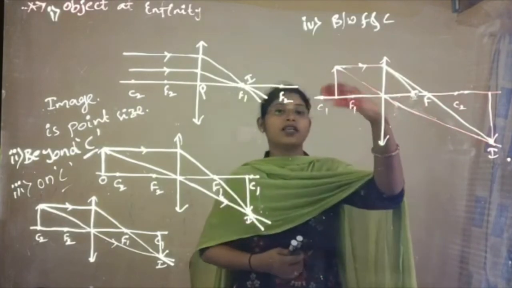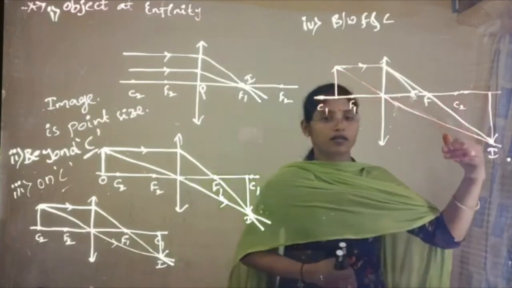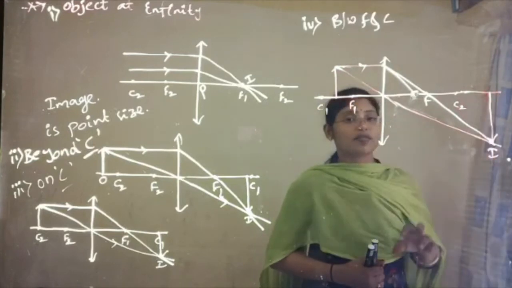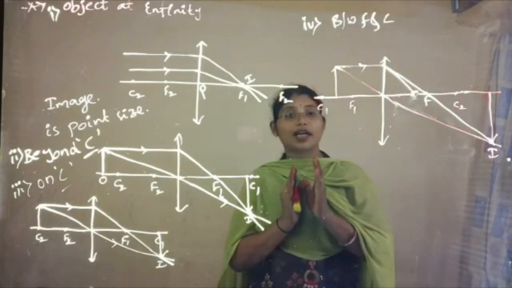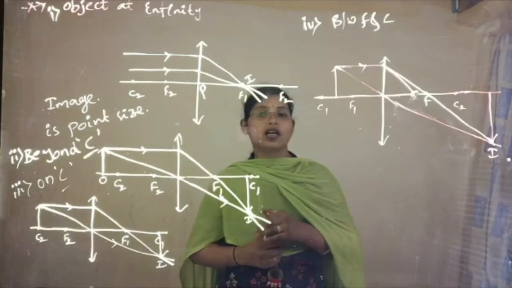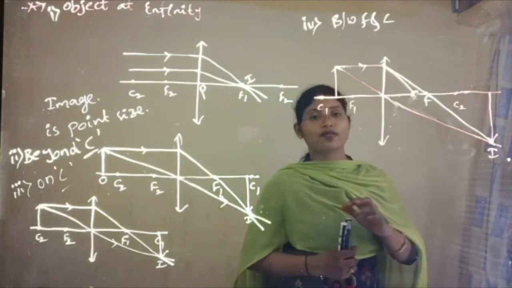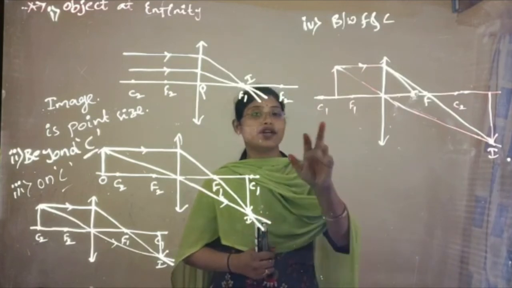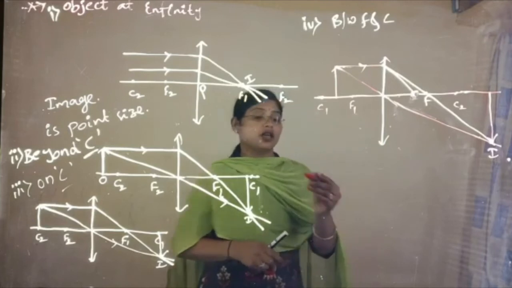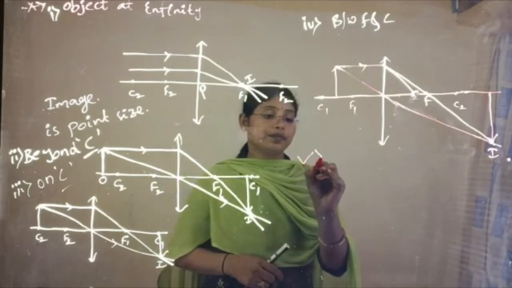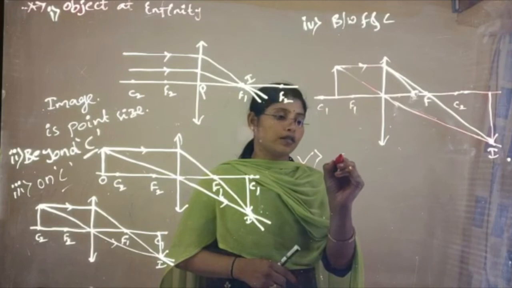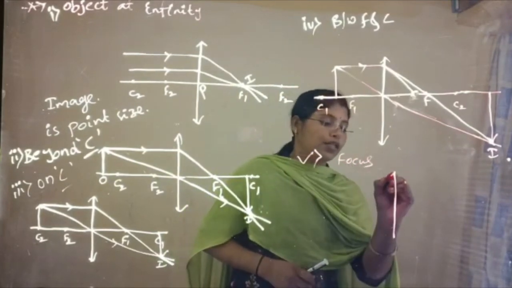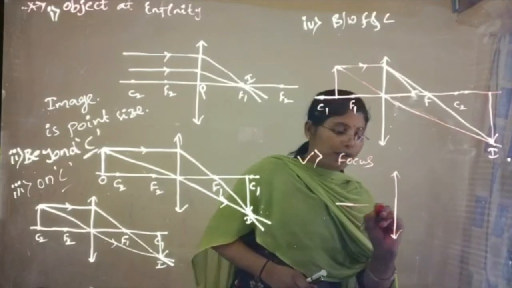Here the object size is less compared to the image size. So the image nature is that we get a real, inverted and enlarged, magnified image when the object is placed in between F and C. And the next case is if the object is placed at focus. On focus, the same way, we have to draw the lens and principal axis.